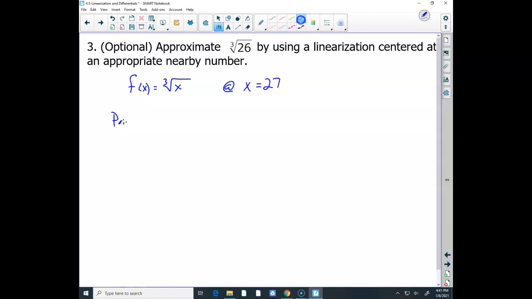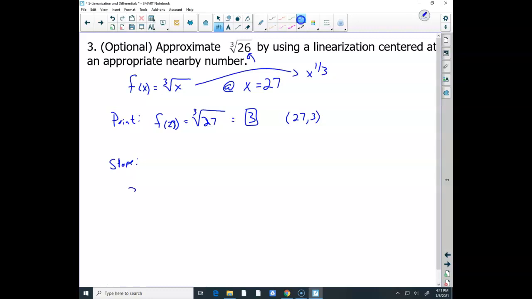So I could find my point, and I could find my slope. So f of 27 is asking what's the cubed root of 27? Well, we know that, it's 3. So I get the point (27, 3). We know we're going to be a little bit less than 3, hopefully, because we're under that 27. Let's look at that as x to the 1/3.